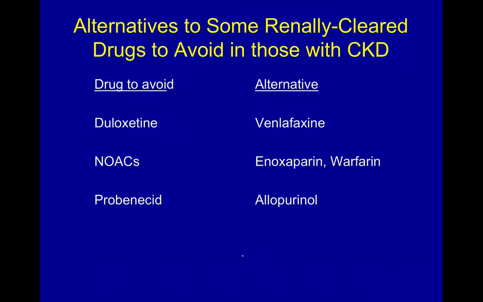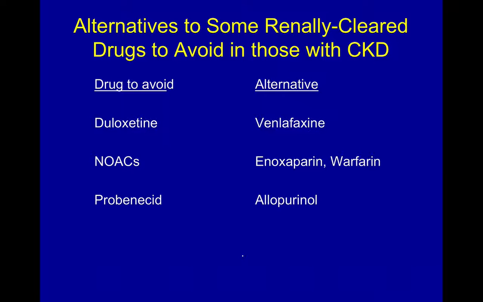Avoid renally cleared drugs with chronic kidney disease. Duloxetine should be avoided if somebody has chronic kidney disease. How do you know that? Well, look at the drugs they're on. If they're on things like calcitriol, Phoslo, calcium acetate, do you see them getting Procrit? These are all indications, renal caps, that they probably have chronic kidney disease. The new oral anticoagulants, direct thrombin inhibitors, we want to avoid if they have chronic kidney disease. Most of them are contraindicated.